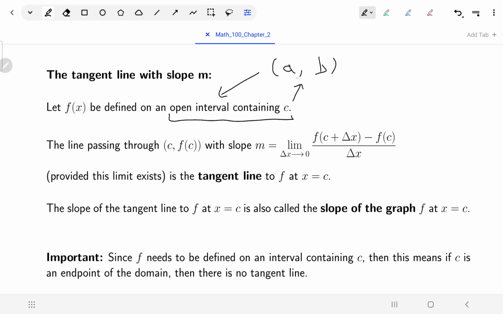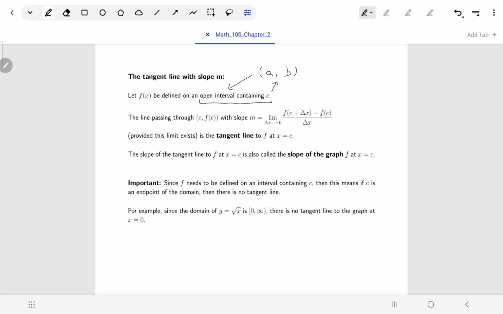There has to be some function happening on the left of c as well as some function happening on the right of c. So that's going to have some consequences for us later on. So first thing, we've got our function.